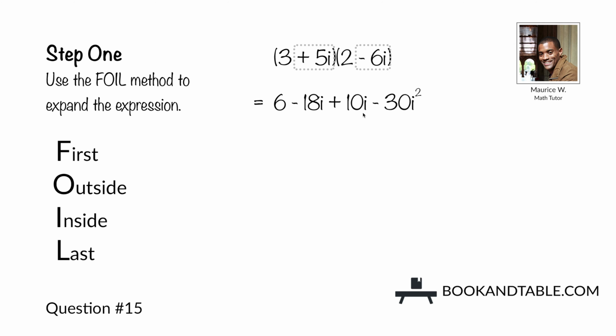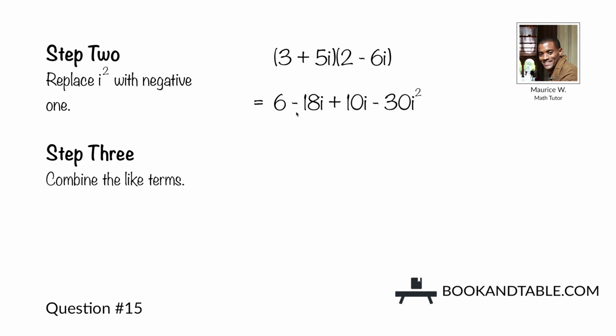And then we multiply the last terms in each complex number. 5i times negative 6i gives us negative 30i squared. So using the FOIL method, we wind up with 6 minus 18i plus 10i minus 30i squared. So the next thing we want to do is replace the i squared here with negative 1. So we get negative 30 times negative 1, which would be equal to positive 30.